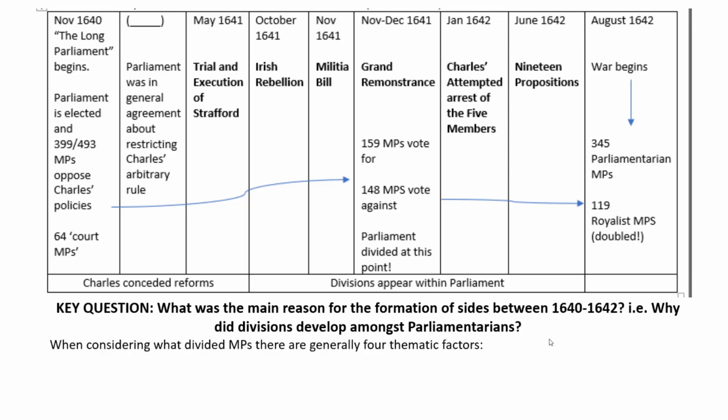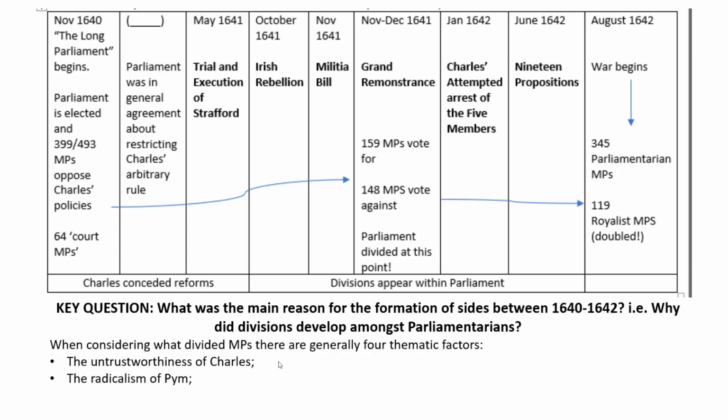Okay, when we're looking at that question, there are 4 thematic factors. Don't worry about these too much at this stage. We're going to recap on these at the start, and this will make more sense at the end. So we've got the untrustworthiness of Charles. People don't trust Charles. That's one reason why this formation of sides is taking place.